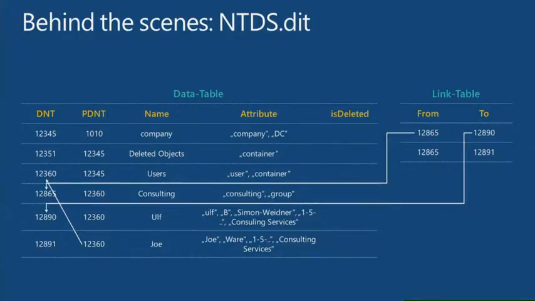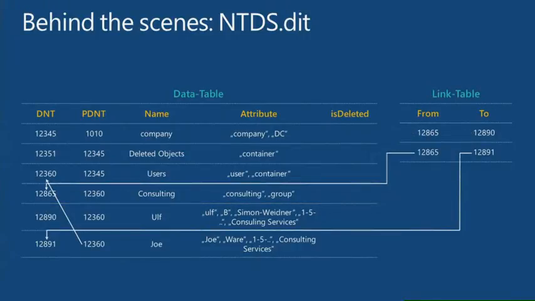If we look at Joe now, Joe is also a member of a group, and we can see here, I hope you are able to see the arrows, the link table is specifying that Ulf is a member of the consulting group, and here that Joe is also a member of the consulting group.